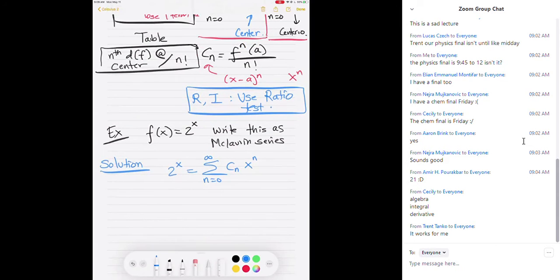So I just start my table. And to find the R and I, I'm going to use the ratio test. So let's just start. Here is the table.